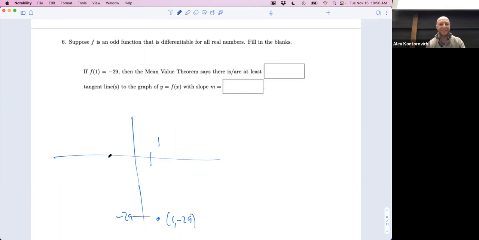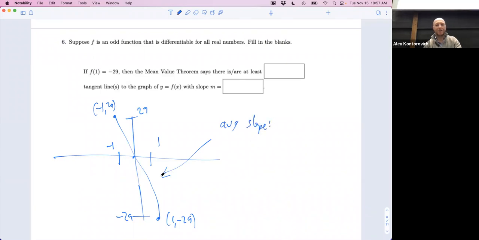It's odd. That means at -1 it takes the value +29. Odd means a 180-degree rotation about the origin. So I have a point up here, (-1, 29). So what's the average slope? My rise is -29 times 2, right? I dropped by 58 over what length? 2. So the average slope is -29.